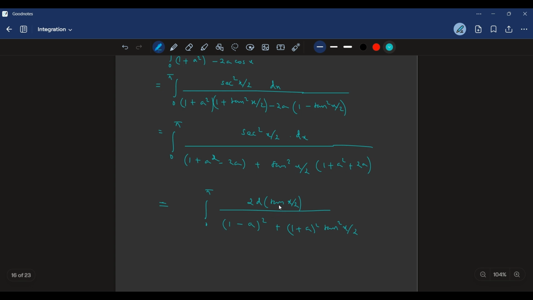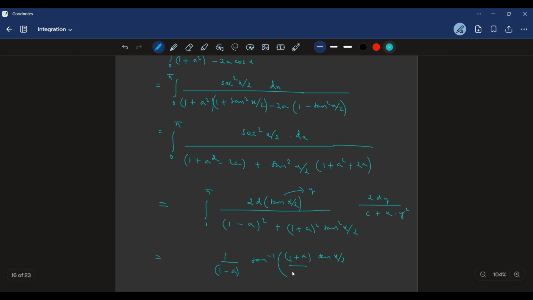Now we can imagine this tan of x by 2 as basically a variable like y. That is 2 dy by some constant over here, let's say c, plus again some constant k into y square. So what is this form? It is basically 1 by 1 plus y square into dy, and its integration is basically 1 by a tan inverse. What is a? a is basically this 1 minus a, and y is basically 1 plus a into tan of x by 2 by 1 minus a.